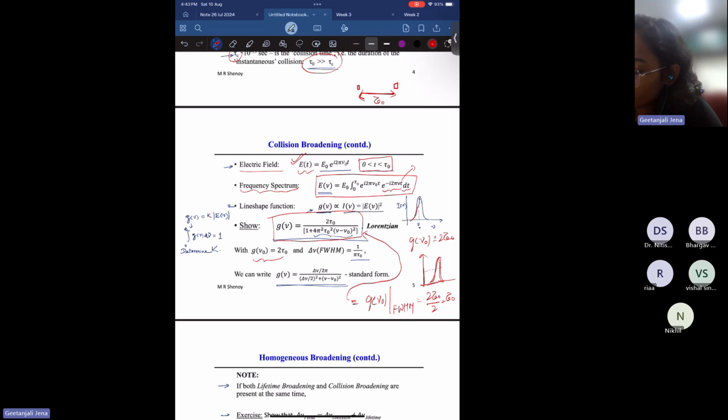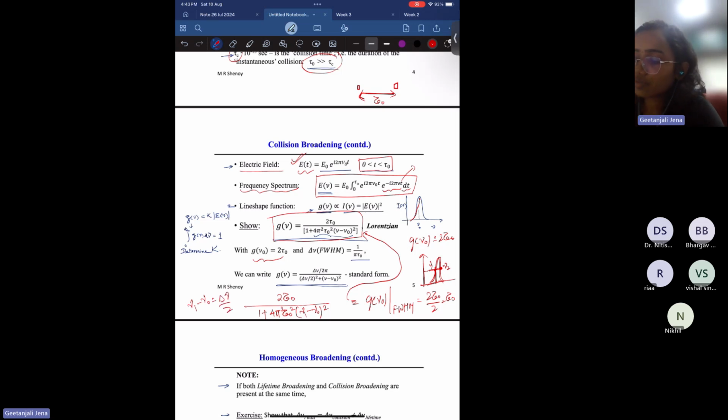So you have to put 2 tau 0 divided by 1 plus 4 pi square tau 0 square into nu minus nu 0 square. That means, let's say at half maximum, this point is nu 1, and the other point is nu 2. So you can write nu 1 minus nu 0 square, and nu 1 minus nu 0 is nothing but delta nu by 2, right?